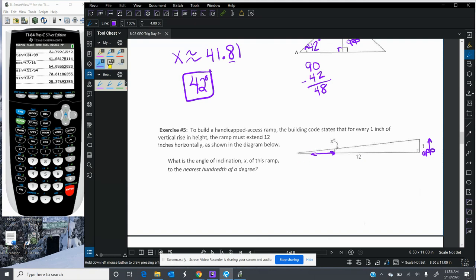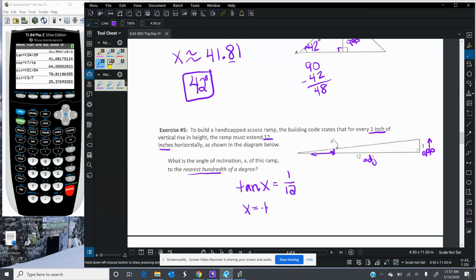So remember, in the future, we're going to have units, especially coming up in our volume topic. These units, inches and inches, we want to make sure are always the same. So 1 inch high and across 12 inches is representing our adjacent side to this angle X. So here we're going to find to the nearest hundredth of a degree. So opposite adjacent is tangent, tan X equals 1 over 12.